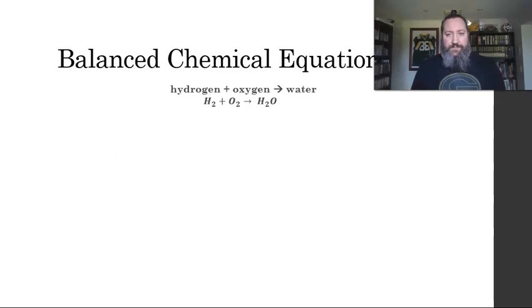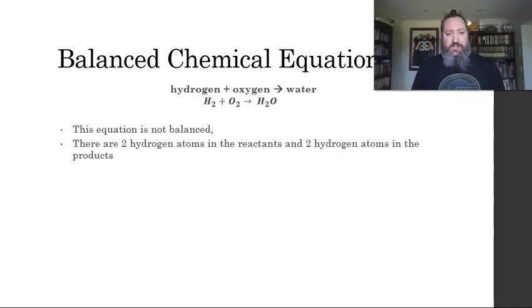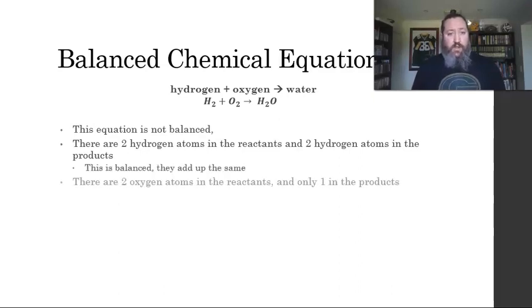Let's start with this one. Let's look at this example. Hydrogen plus oxygen turns into water. H2 plus O2 turns into H2O. As we saw, this is not balanced. There's 2 hydrogens in the reactants, 2 hydrogens in the products. That's good. There's 2 oxygens in the reactants, but only 1 in the products. This is not good.